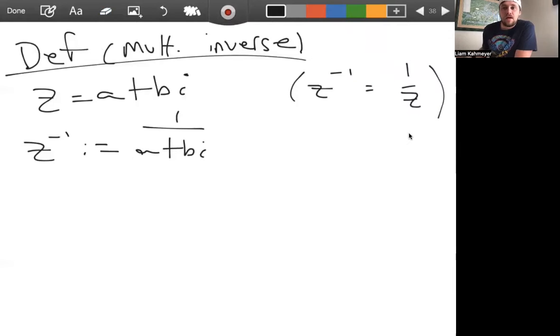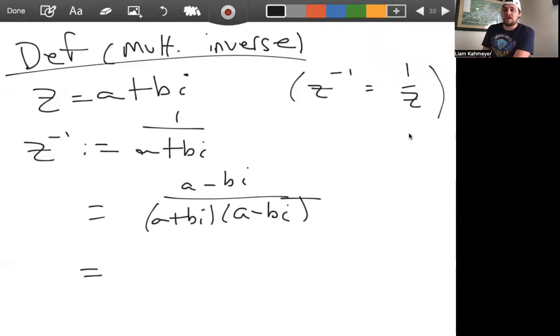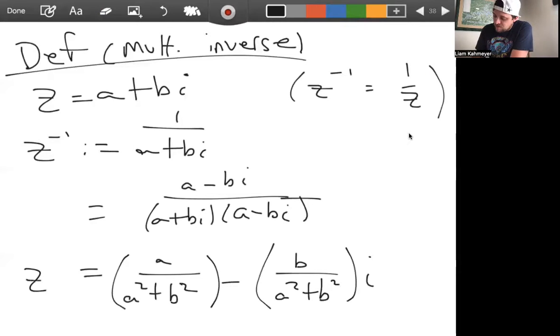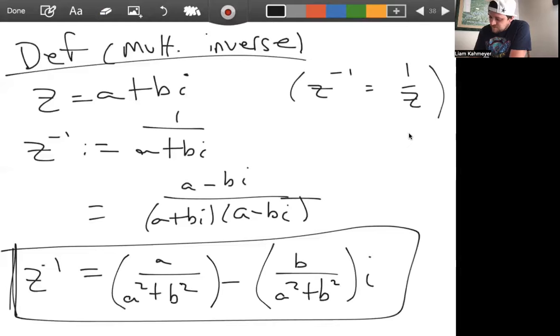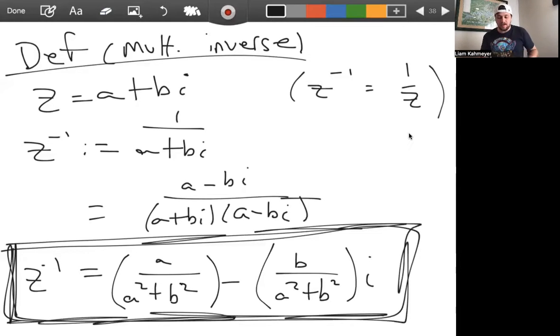Well, we always get the complex number out of the denominator. So we can simplify this to a minus bi over a plus bi times a minus bi, because we multiply the top and bottom by the complex conjugate of the denominator. And you can see relatively quickly that this simplifies to a over a squared plus b squared for the real part minus b over a squared plus b squared for the imaginary part. And so this is our z inverse here. This is how we would define the inverse element of a complex number.